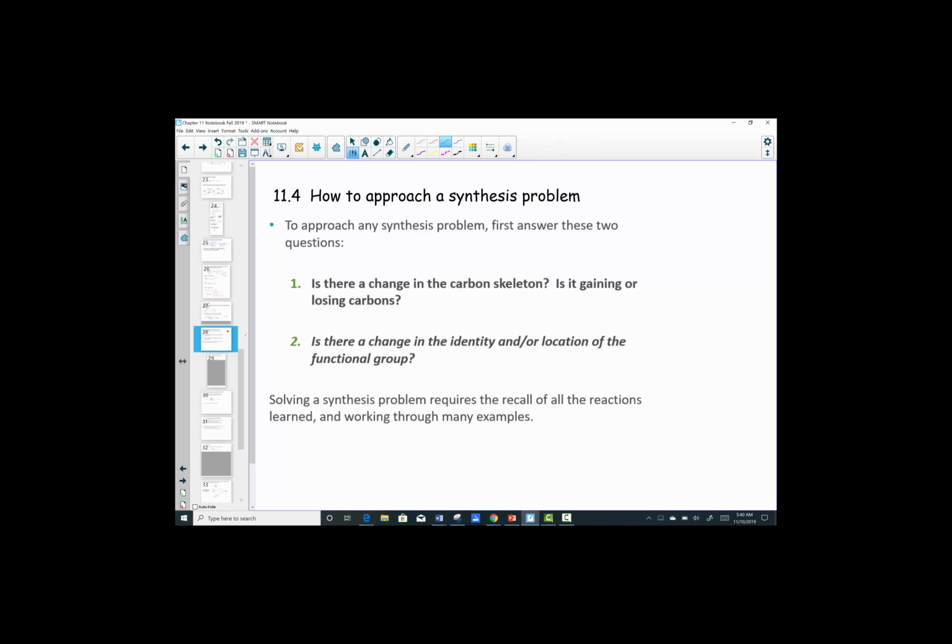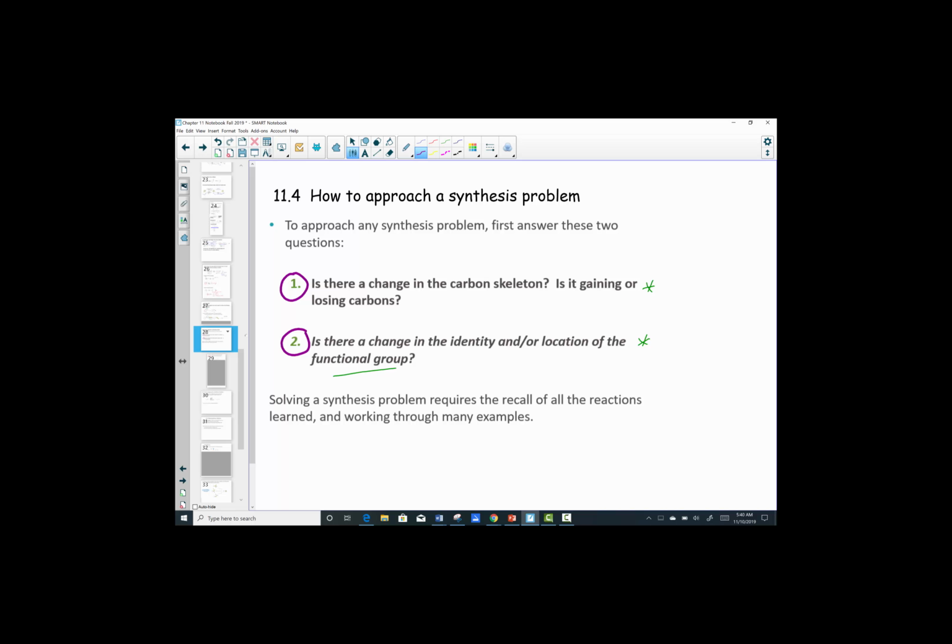So as we begin 11.4, ask yourself these two questions every time you're approaching a synthesis problem. Is there a change in the carbon skeleton? Are we losing carbons? Are we gaining carbons? And how might I achieve the change in the carbon skeleton? Sometimes the answer is no, and you move on to the next question. Is there a change in the identity and/or the location of the functional group? So the same two questions as we processed in video 1, we'll continue with a few more examples and give you the approach of a retrosynthesis in this video as well.